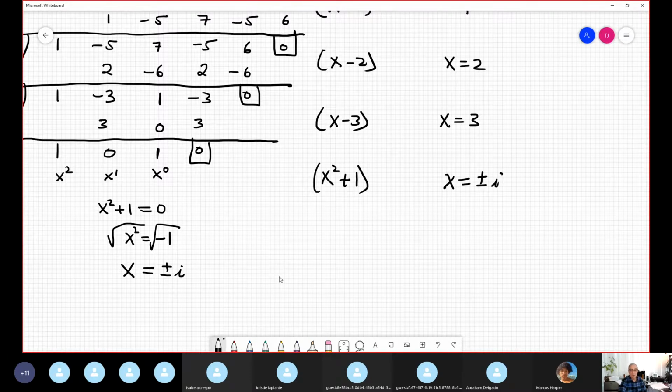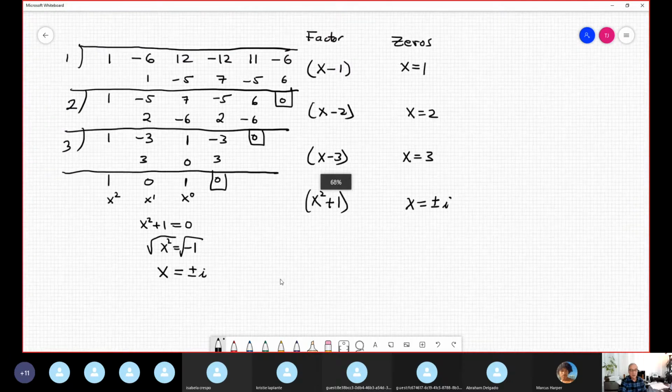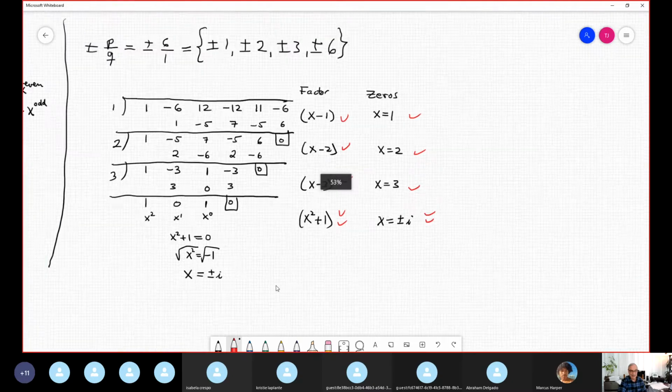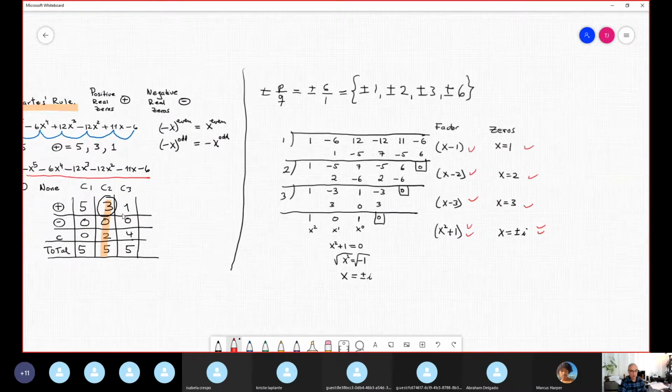Entonces en total, remember at the beginning, this polynomial is degree 5, no? We have in total 1, 2, 3, 4, and 5 zeros. Exactly as Descartes rule predicts in this second column: 3 positive zeros, never negative, and 2 complex, in total 5.